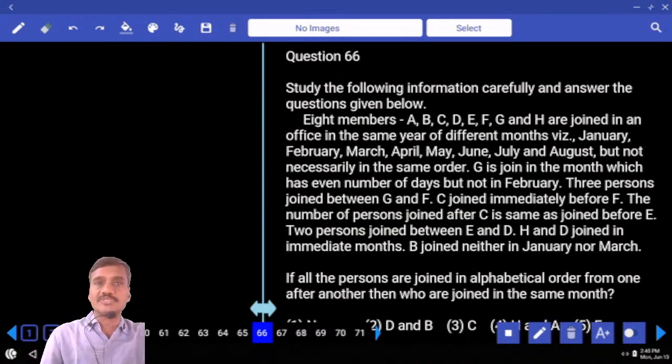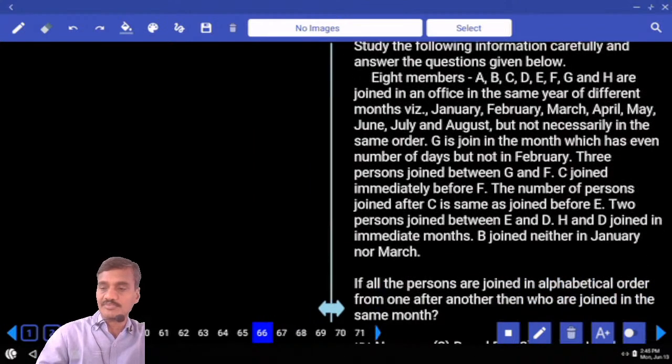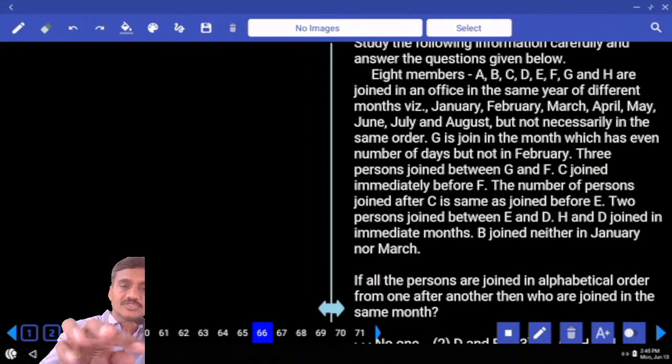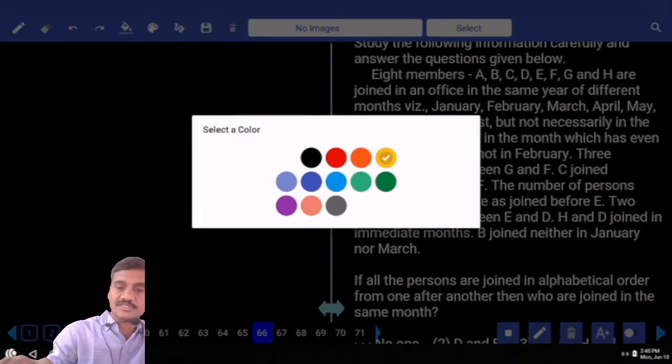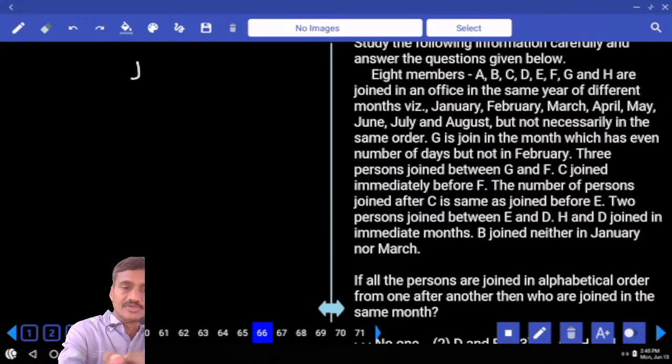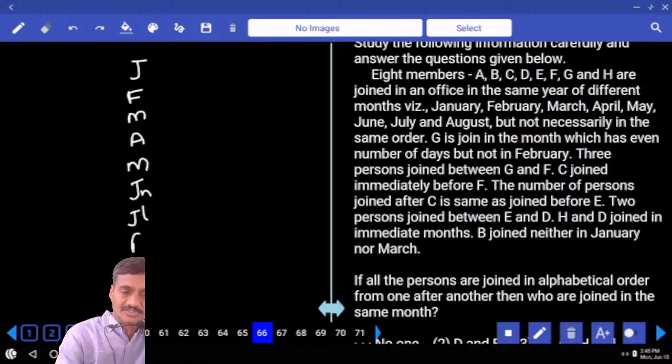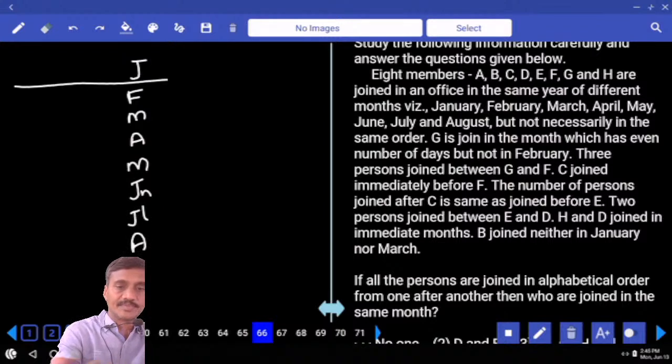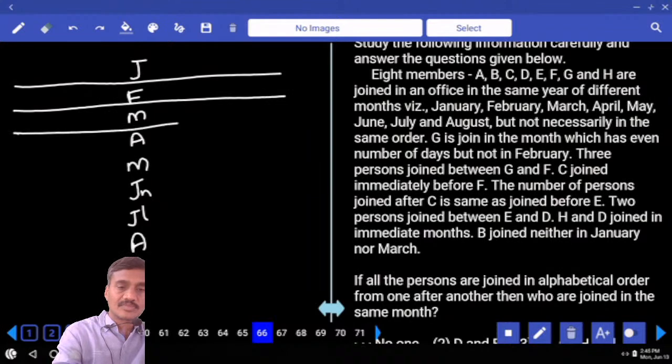There are 8 members, A, B, C, D, E, F, G and H. They joined in an office in the same year in different months. Whenever months are given, first we need to write down the months at the center, isn't it? So what are the months we have? Jan, Feb, March, April, May, June, July and August are the 8 months we have. And 8 persons joined in these 8 different months.